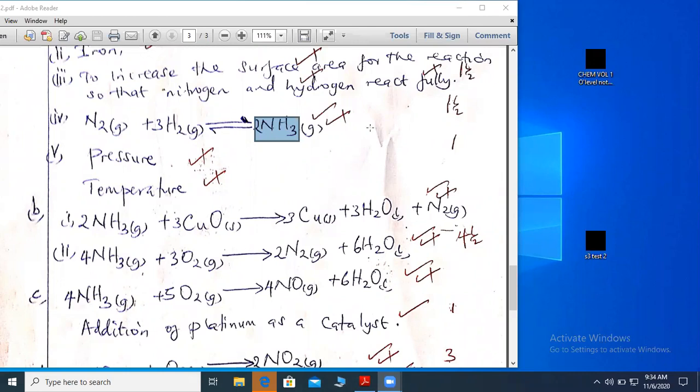Was writing plus heat necessary? That is not necessary. With or without it, you get the mark. You don't have to add plus heat. That one is not necessary. Whether you put it or not, you'll get the mark.